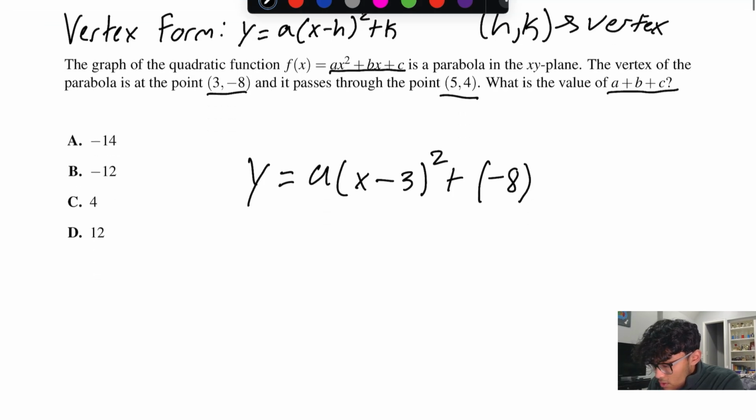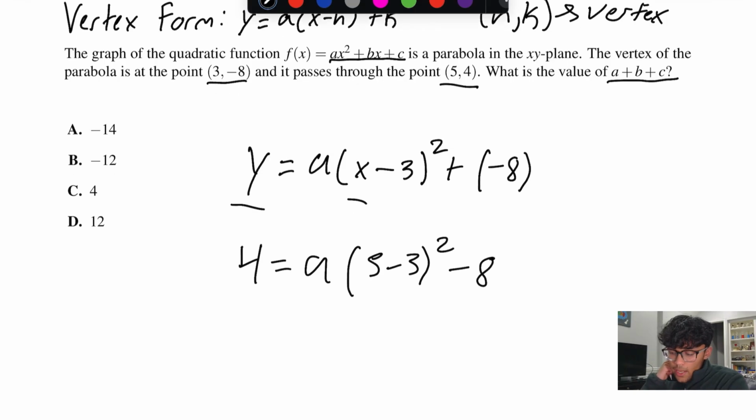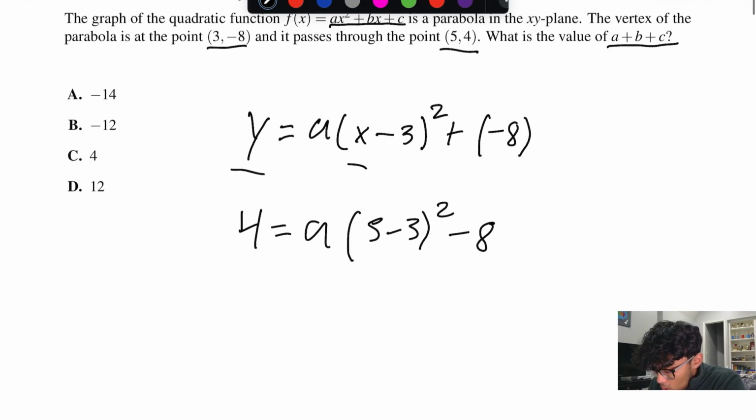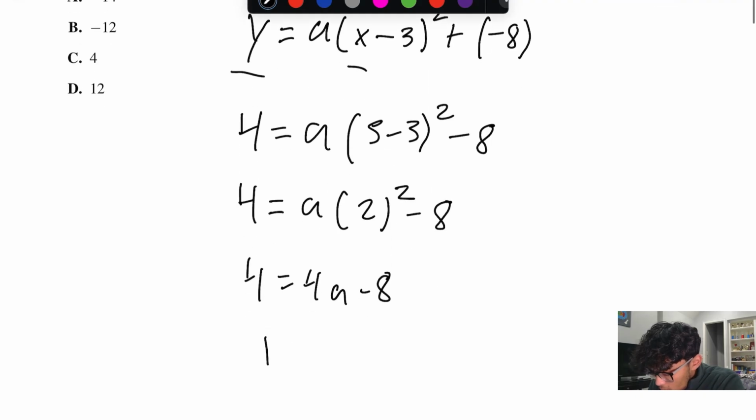Now we also have another point, (5, 4). We can still plug this into our equation because there are empty spots for y and x. I'm going to plug in 4 for y, equals a (we don't know it yet, so we'll keep a as a variable), times (5 minus 3) squared, minus 8. For these quadratic questions where you're missing an a, the first step is usually to find it. So I'm going to solve for a. 4 equals a times 2 squared minus 8, so 4 equals 4a minus 8. 12 equals 4a. A is equal to 3.